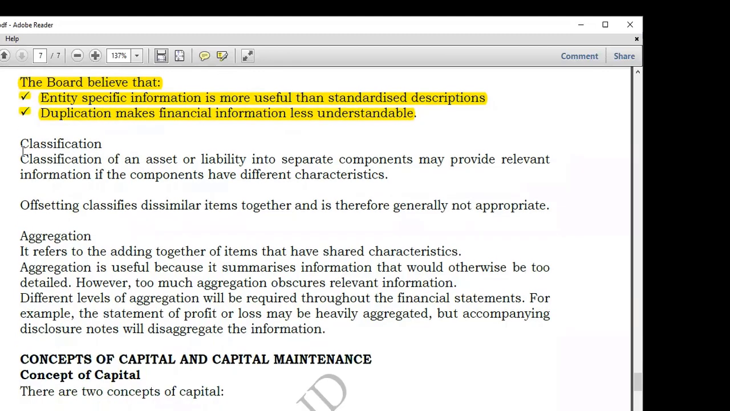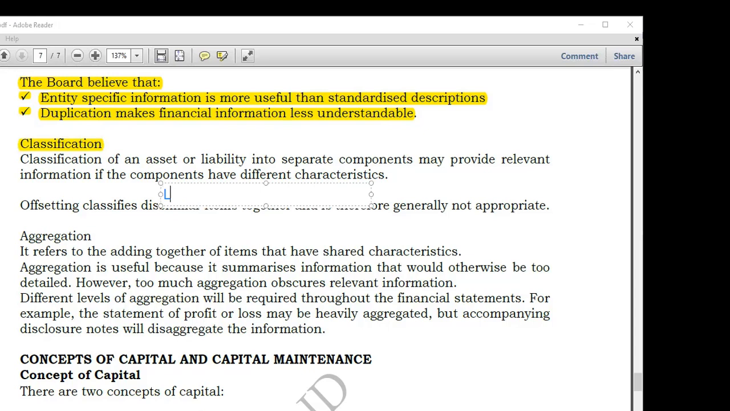So let's go to classification here. Classification of an asset or liability into two separate components may provide relevant information if the components have different characteristics. All right? By classifying an asset or a liability into two separate components, let me give you a nice example here. You can have an asset where this one is a non-current component and this one is a current component. This one is most common in leases.